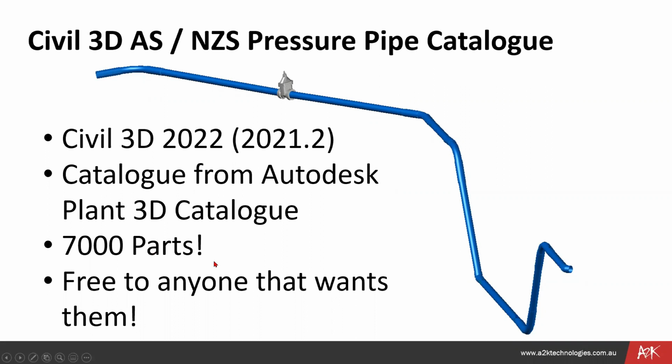7,000 parts there are, so yeah, you don't want to build those yourself. So there's a lot of information and data there for us to use now, and that was always the stumbling block. This catalogue we will make available to anybody that wants it. You don't have to be a customer of A2K, so if you're watching this on YouTube and you want them, just drop us a line.